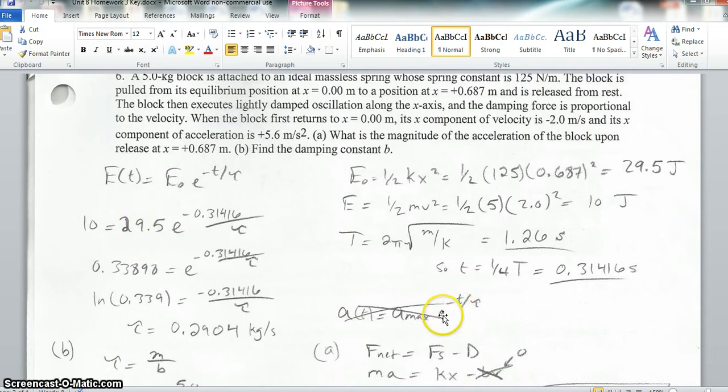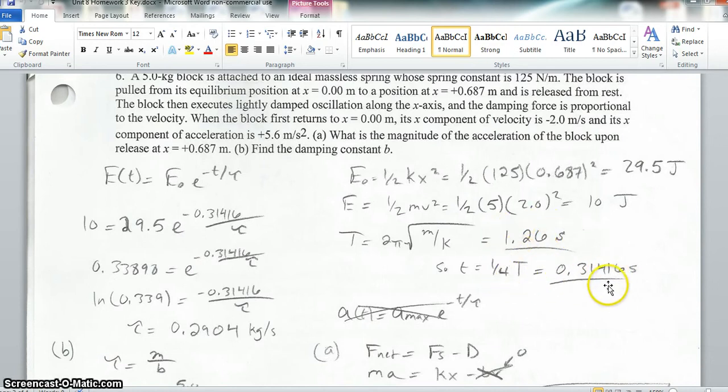Then the question became, okay, what can I do with my time? What can I do with the period here? I found the period for the spring system based on the mass and the spring constant. I plugged in my mass of 5 kilograms and my spring constant of 125, calculated this number, and got 1.26 seconds. But the amount of time it takes to reach the equilibrium position for the first time would only be a quarter of that total period. I start at the amplitude, go to equilibrium, to the other amplitude, back to equilibrium, back to the other amplitude. So I divided that time by a quarter.